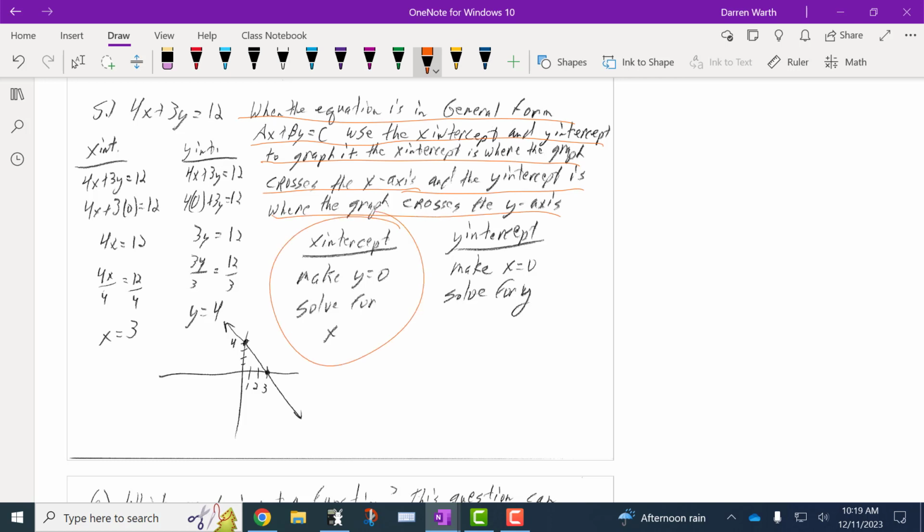So remember the rules for finding the x-intercept: make y equal to 0, solve for x. To find the y-intercept, make x equal to 0, and solve for y. So you'll notice I'm following those rules. Here's my x-intercept right here. My x-intercept says make y equal to 0, so that's what I did right here. I replace this y with 0 and solve for x. When I solve for x, I got 4x equals 12. I divide by 4, and I get x equals 3. So there's my x-intercept.